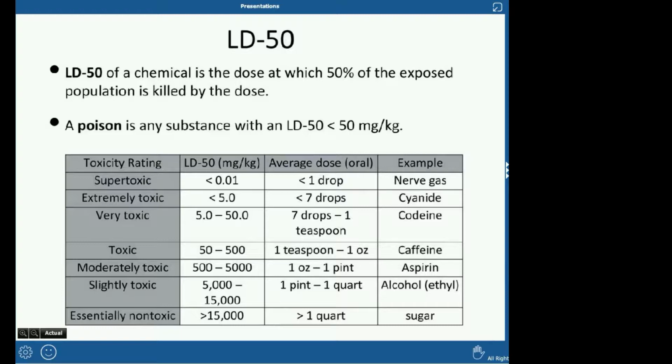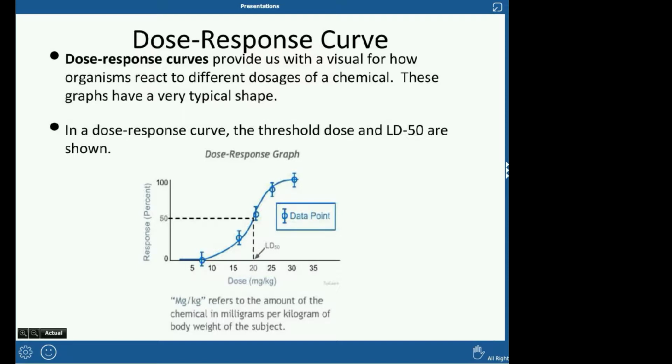And then toxic is aspirin. That's why they suggest you don't take a bunch of aspirin all at once, or take a lot of aspirin over a long period of time. And then caffeine, right? That's like coffee and stuff. And then codeine is very toxic. Cyanide is extremely toxic, and super toxic is stuff like nerve gas. Less than one drop, you'll have some sort of effect. These are just some official designations.